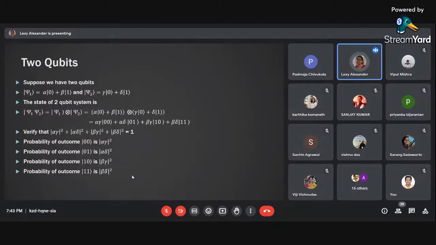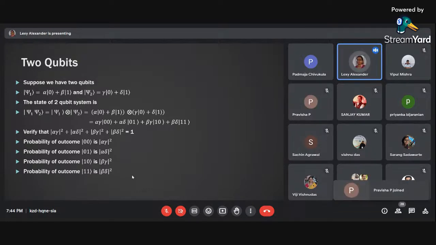Now suppose we have two qubits. I take the states as ket psi 1 and ket psi 2. Ket psi 1 is equal to alpha ket 0 plus beta ket 1, and ket psi 2 is gamma ket 0 plus delta ket 1. So we have two qubits here, and we consider them together as one single system. The state of the two-qubit system, which we write together as ket psi 1 psi 2, comes as the tensor product, the Kronecker product, of the states: ket psi 1 tensor ket psi 2.